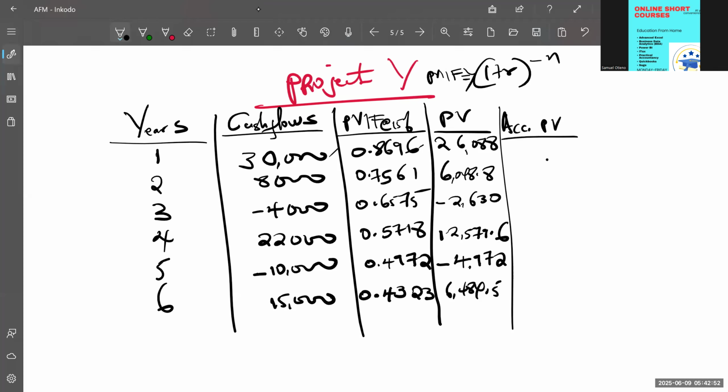So for year one, of course, it remains the same, 26,088. Now, how do you do accumulated present value? How do you accumulate figures? You pick the figure from the first year, and that is the total at the end of year one, the total that you are able to recover.